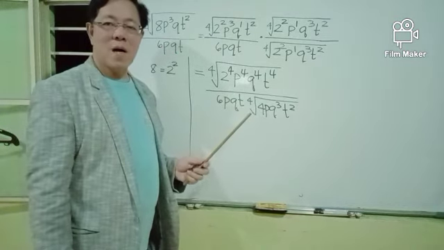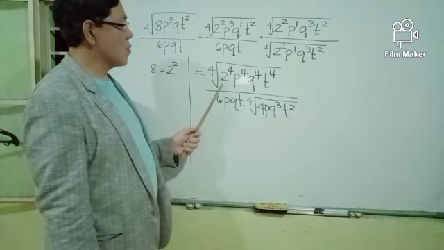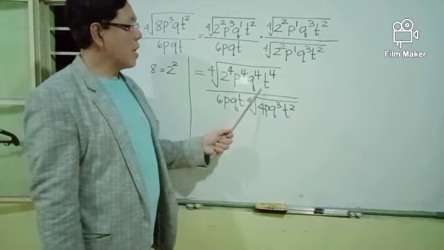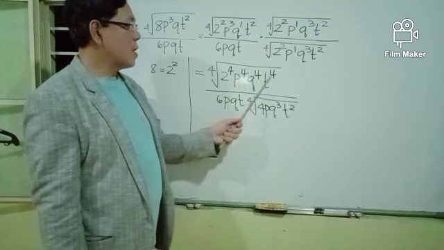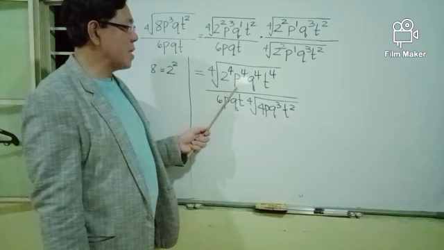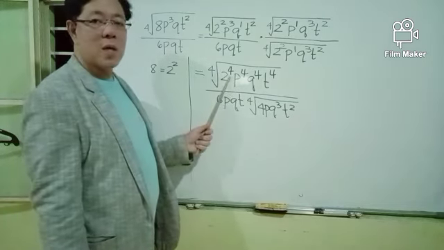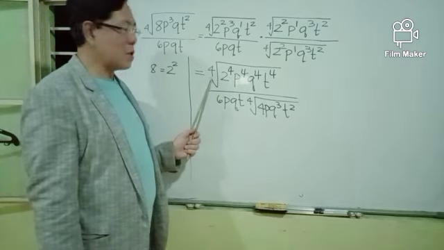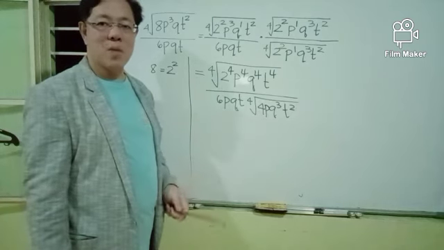Now, by property of exponent, these factors 2 raised to 4, p raised to 4, q raised to 4, and t raised to 4 have the same exponent form. And this product can be written as the product of 2pqt raised to a single exponent 4. So we write the numerator as the fourth root of quantity 2pqt raised to the power 4.